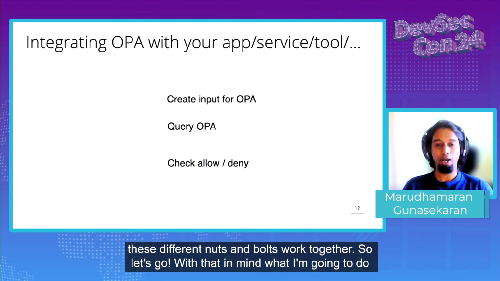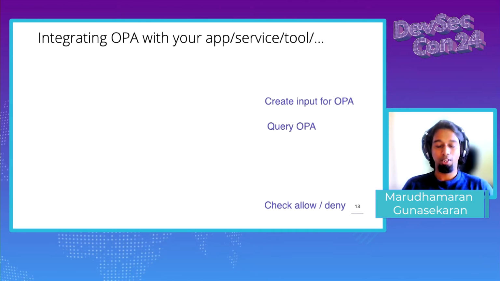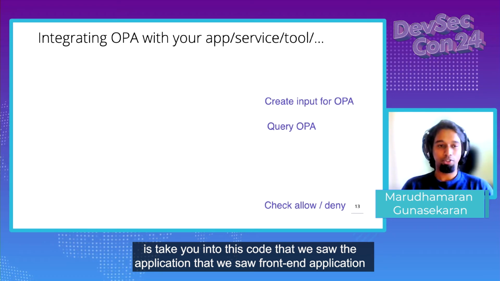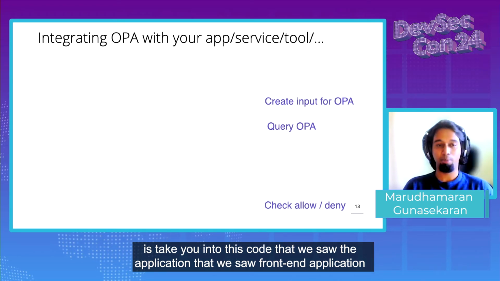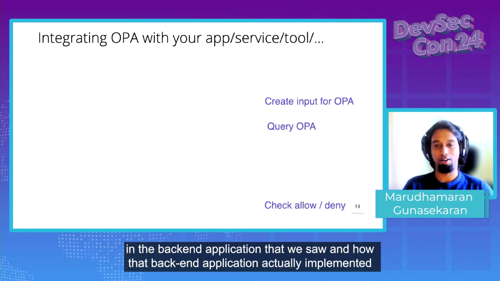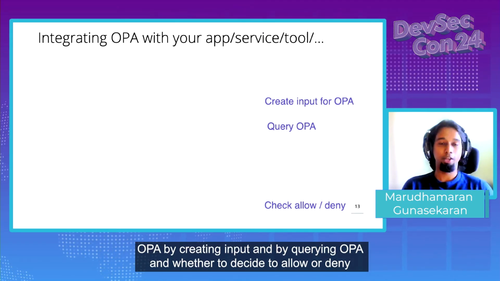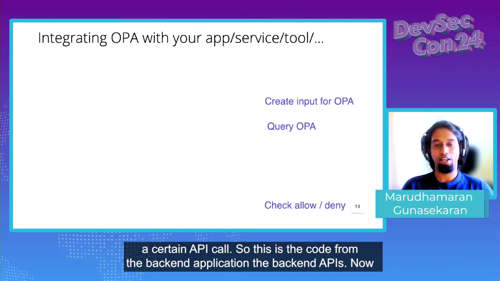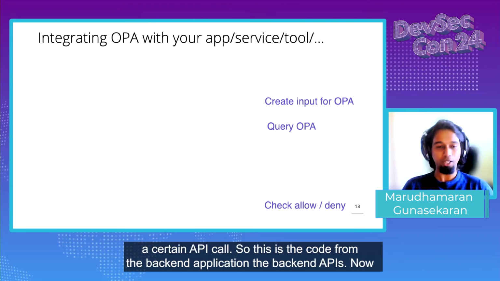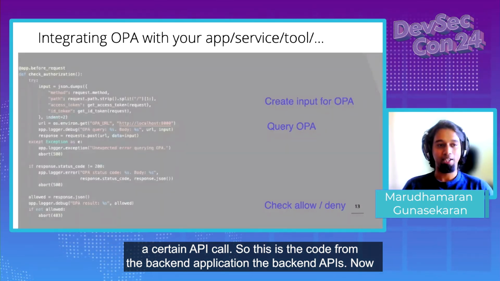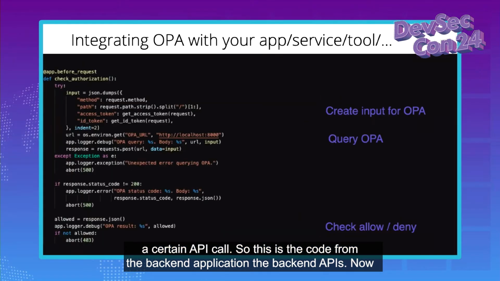So let's go. With that in mind, what I'm going to do is take you into this code, the front-end application and the back-end application that we saw, and how that back-end application actually implemented OPA by creating input and by querying OPA, and deciding whether to allow or deny a certain API call. So this is the code for the backend application, the backend APIs.